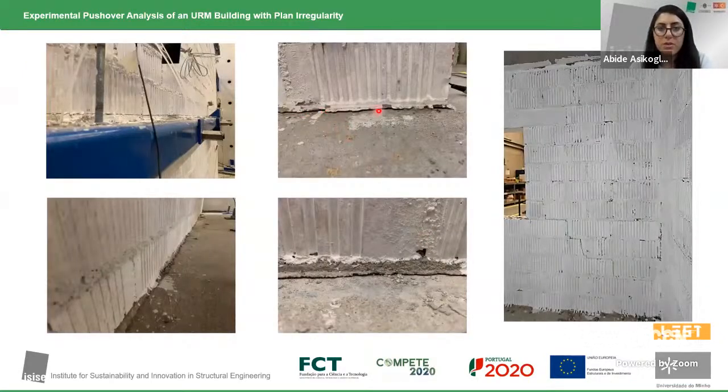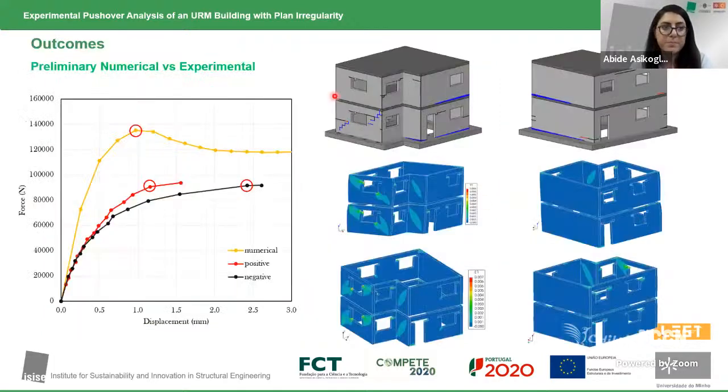These are the images of the damage after the test. Here you can see the uplift. Also, this was the second floor uplift. And here we have the shear cracks in the front facade.